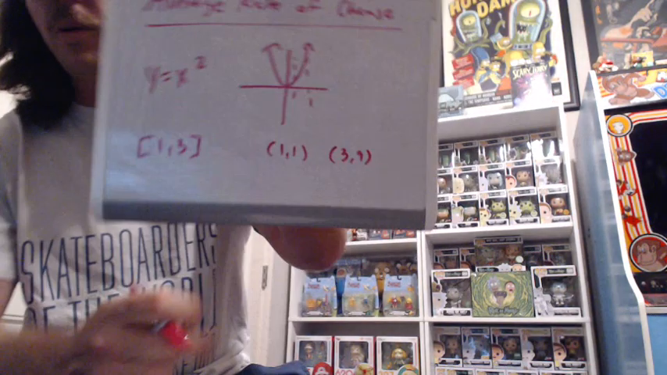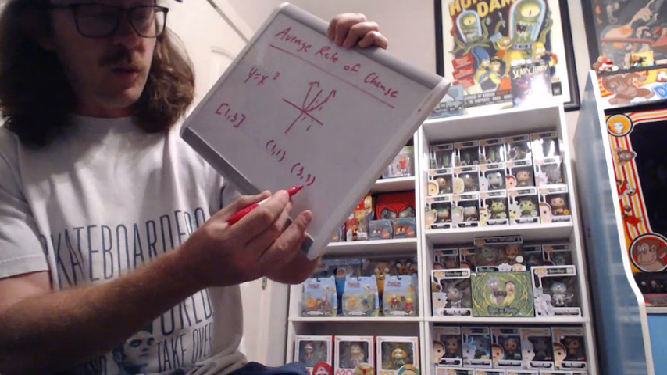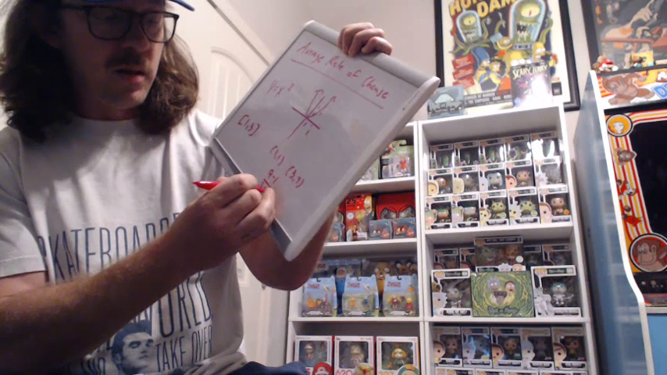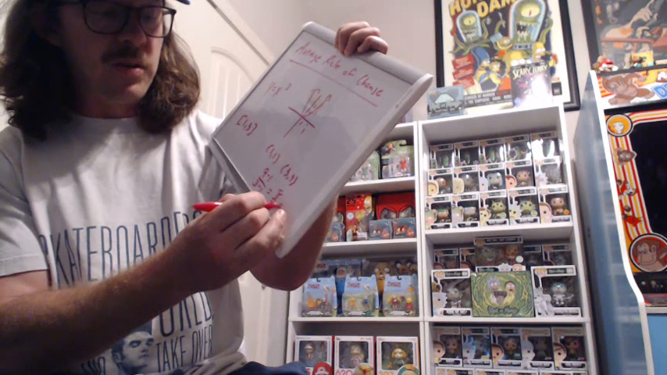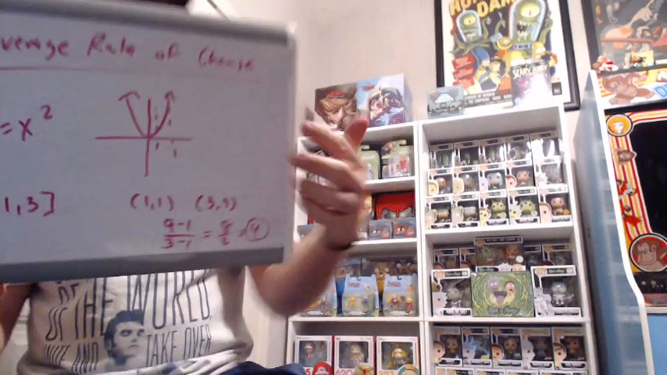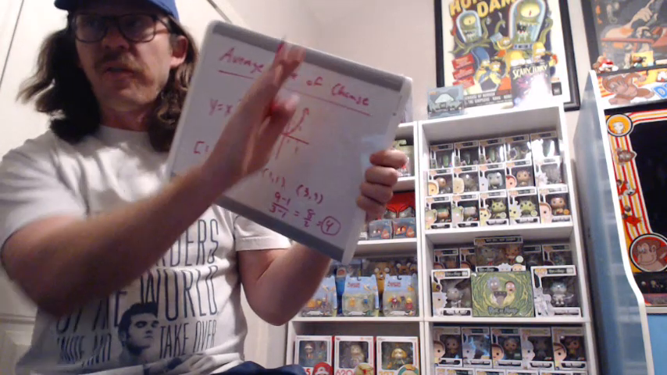So this is how easy this is. All we're going to do now is find the slope between those two points, (1, 1) and (3, 9). Remember how it goes: you do y2 minus y1, so it'd be 9 minus 1 over 3 minus 1. So you basically get 8 over 2, which is 4. So what we're saying is from 1 to 3, you have an average rate of change of 4. If you drew a line from here to here, that line would have a slope of 4.